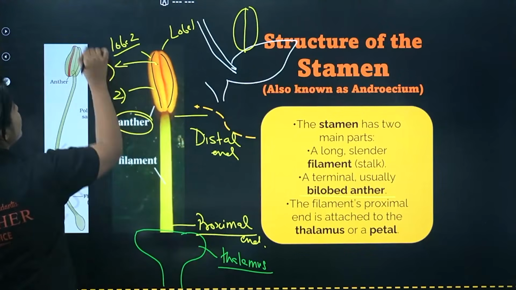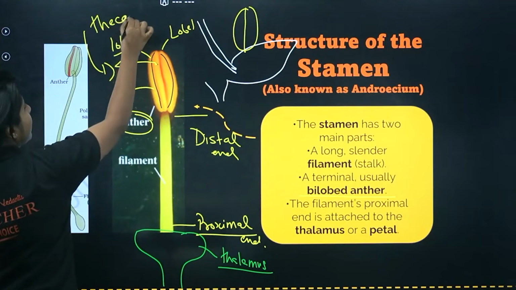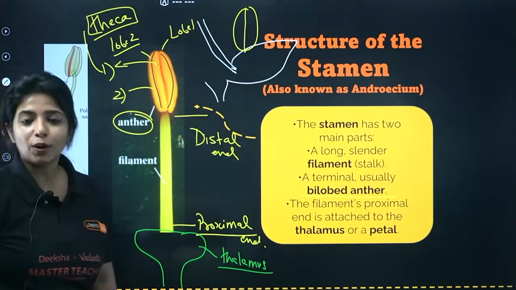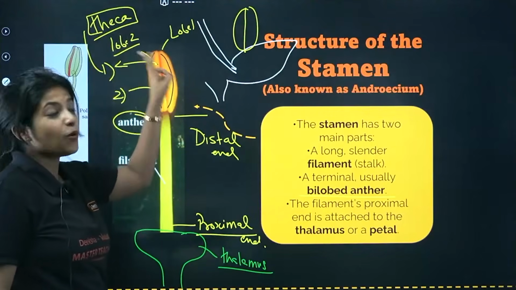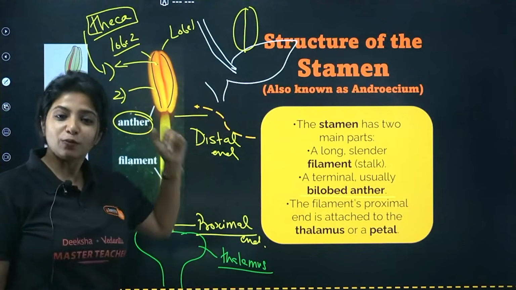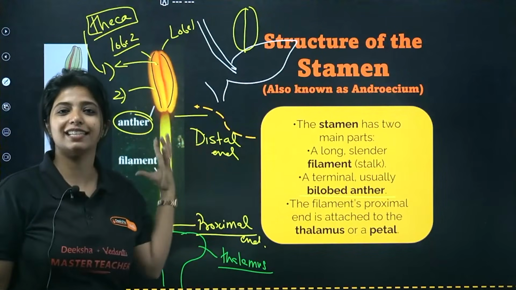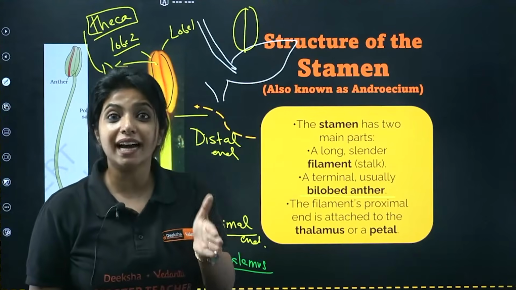What do you call this? You will call this theca. What do you call this? You will call this theca. So one lobe has two theca. Another lobe also has two theca, which is why we say it is dithecous in nature.